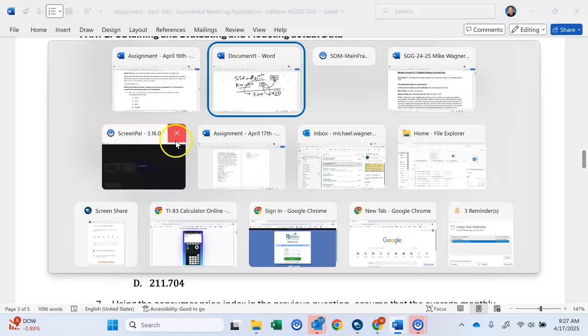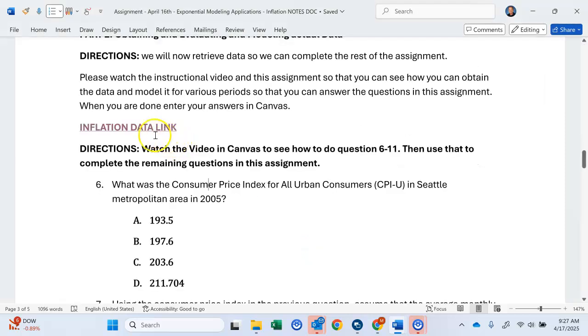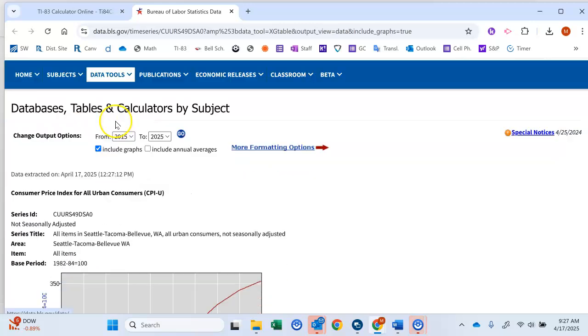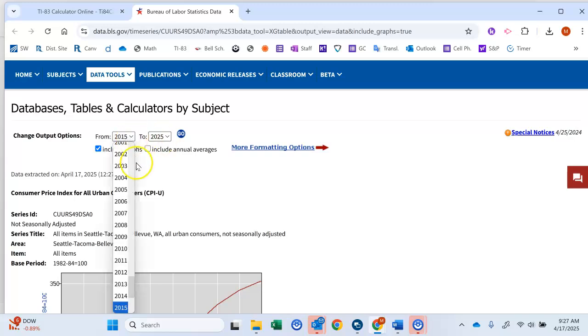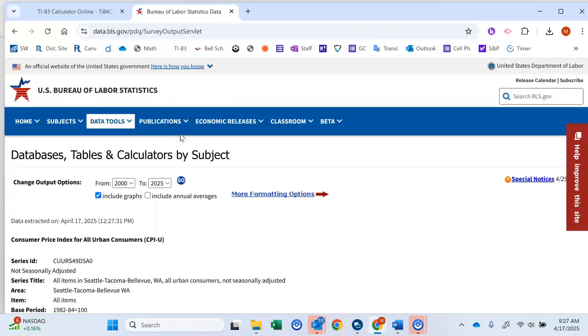Well, there's a link here. On your document, there's this link right here. What you'll see is it starts off being 2015 to 2025. I'm going to just tell you right off the bat, let's make it 2000. I want to show you, but let's just make it 2000. And I'm going to hit go. So make sure you do that.